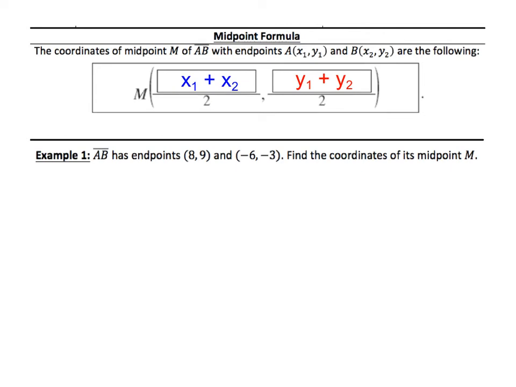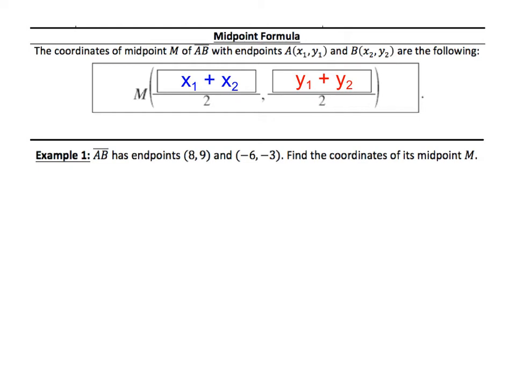So we know the midpoint is the point that divides the segment into two congruent segments. But if you want to calculate the midpoint of a line segment AB, whose points are in the coordinate plane, there's a nice formula we can use for that. And that formula you're going to need throughout this lesson and for your assignment. So make sure to pause the video and get the midpoint formula written down.